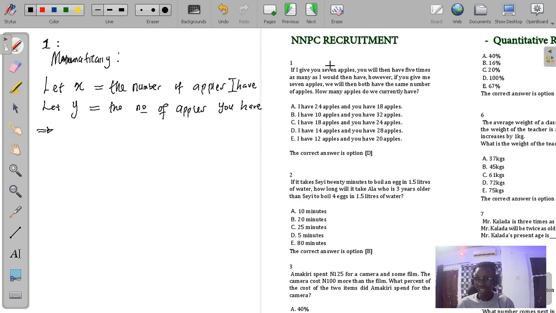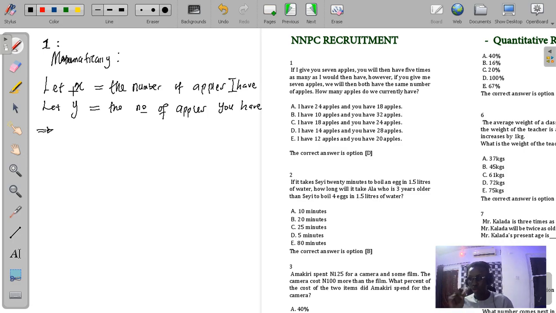Now, the next statement says, the first statement here says, if I give you 7 apples. So that means I don't know the number of apples that I have. That's why we call it X. If you're looking for something that you don't know, you call it X. All right. So in this particular problem, I don't know the number of apples that I have. So that's why I call it X. And I don't know the number of apples that you have. That's why I call it Y. I can't use X again because I've already taken X. So I have to use another letter that will represent the number of apples that you have.